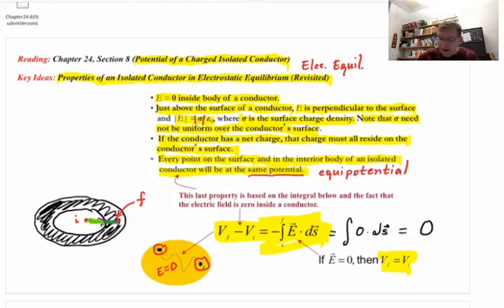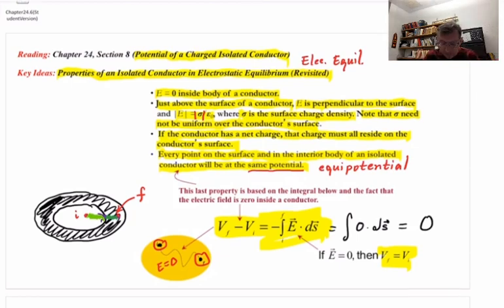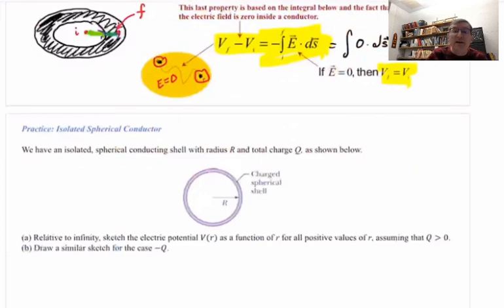So let's go straight to practicing with that concept. Here's an isolated spherical conductor. In fact, what it is is an isolated spherical conducting shell. We love those kinds of shapes, don't we? So here we have an isolated spherical conducting shell. It's got a radius big R, and it's got a total charge big Q. It's charged. Notice the interior region is empty, hollow and empty.